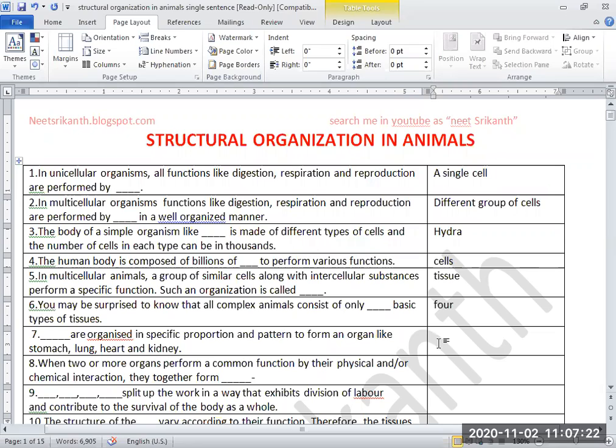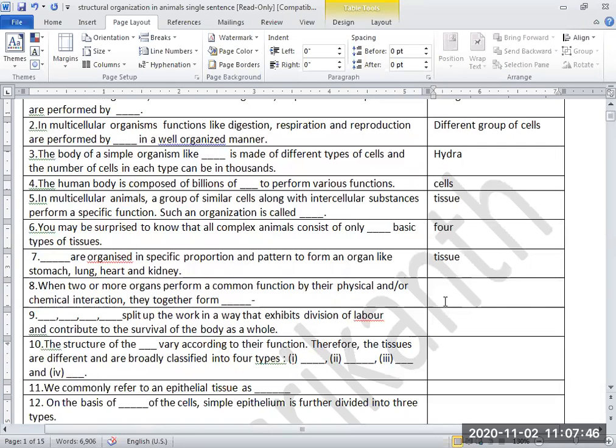Question number 7. Dash are organized in specific proportion and pattern to form an organ like stomach, lung, heart, and kidney. Who are getting organized in specific proportion and pattern? Tissue. Very good.